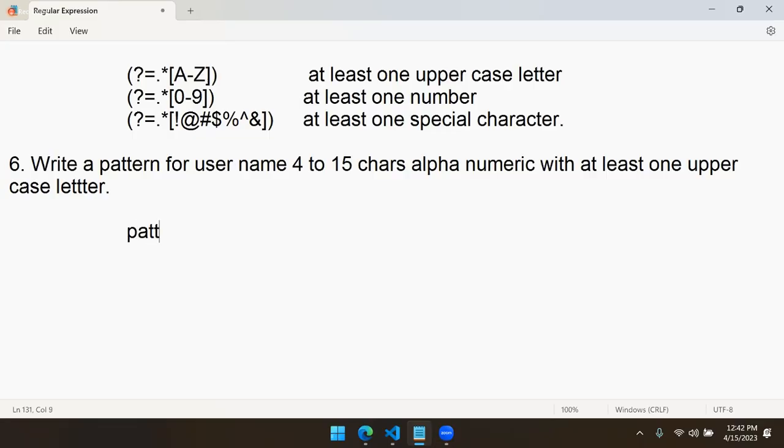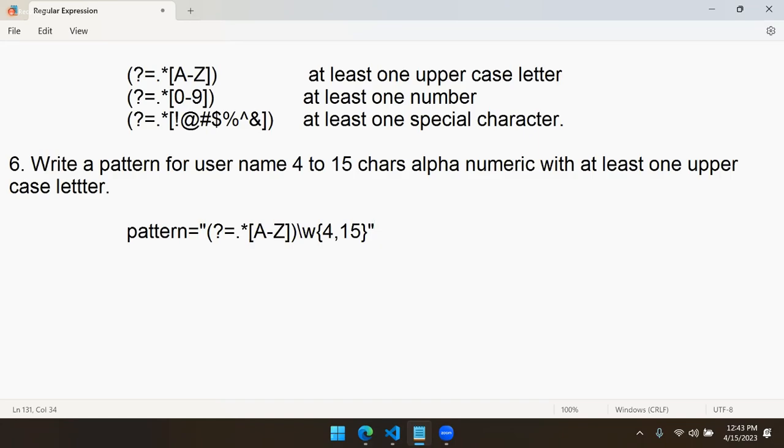Say like this, pattern is equal to at least one. How to write? Question mark equal dot star square brace A-Z. This is at least one. For 4 to 15 characters alphanumeric, you have to write \w, and 4, 15. That's it. This indicates username. \w means what? It allows lowercase letters, uppercase letters, numbers, and one symbol, underscore. How many allowed? 4 to 15.